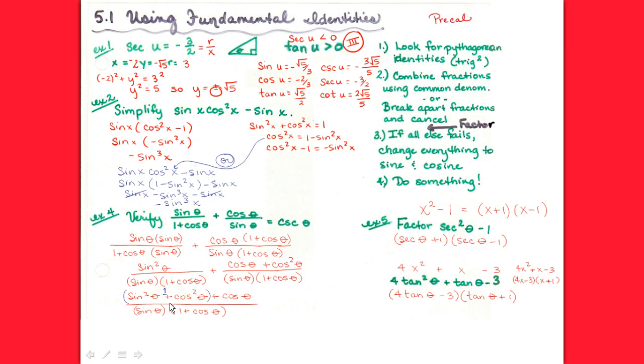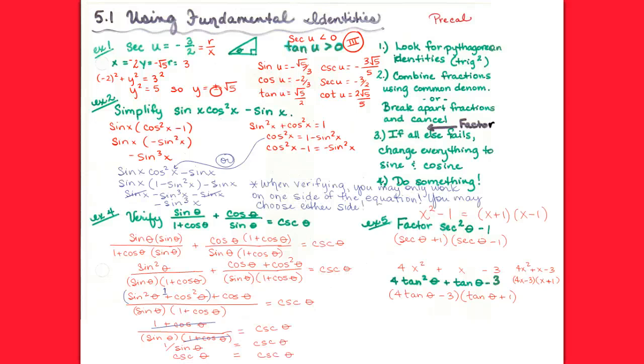So now in my numerator, I've got 1 plus cosine. And in my denominator, I've got sine times 1 plus cosine. So I could cancel the 1 plus cosine in my numerator and denominator. The only thing I have left then in my denominator is sine. And 1 over sine is cosecant.